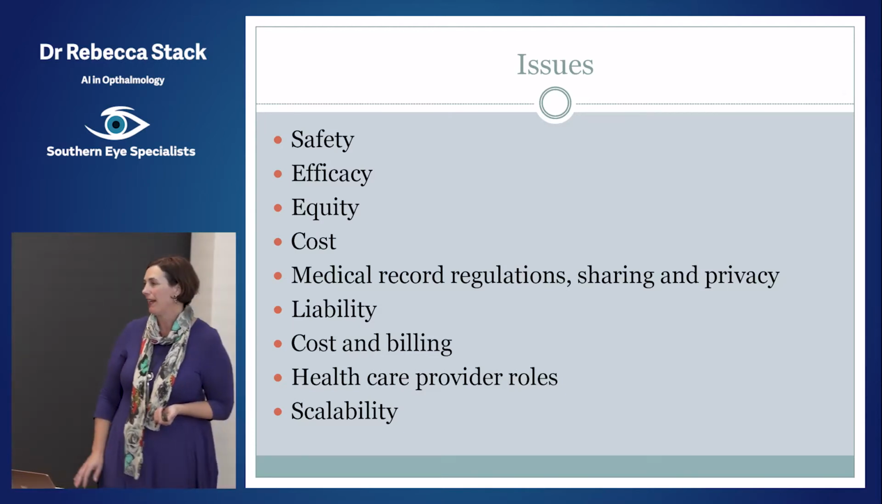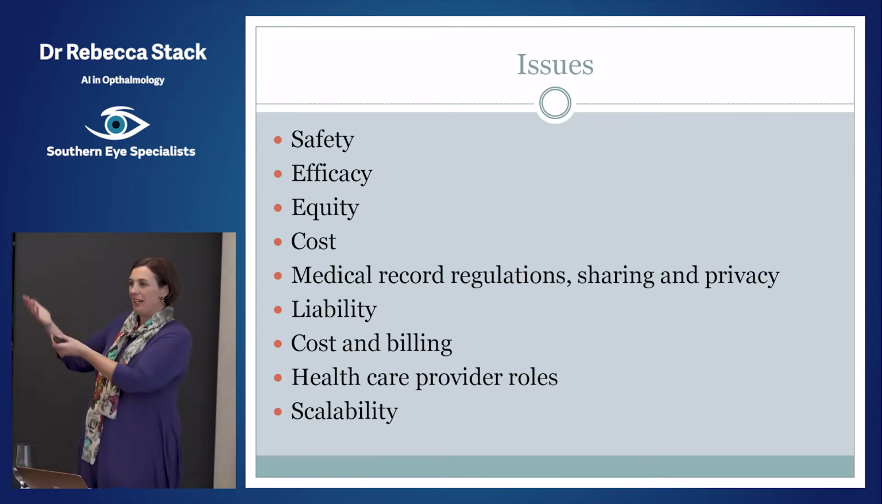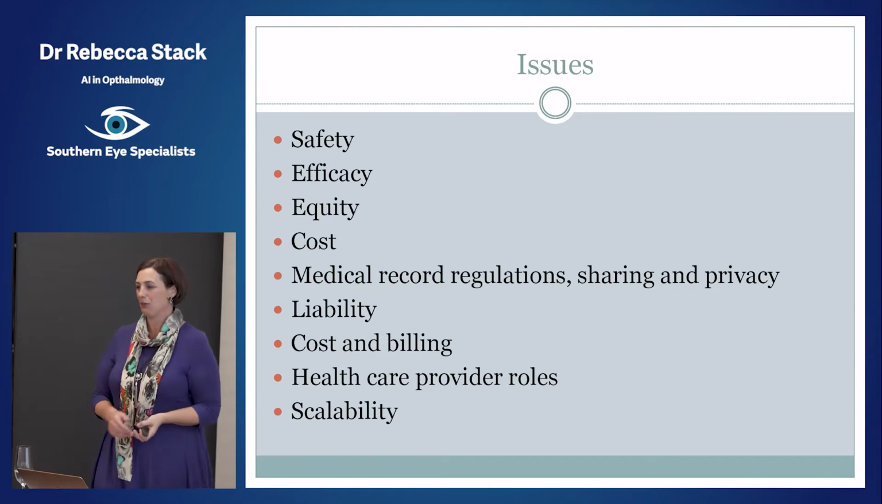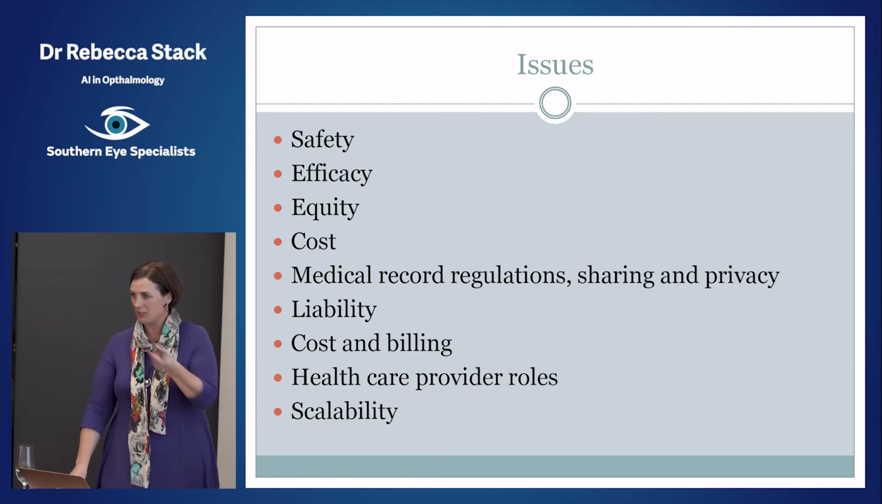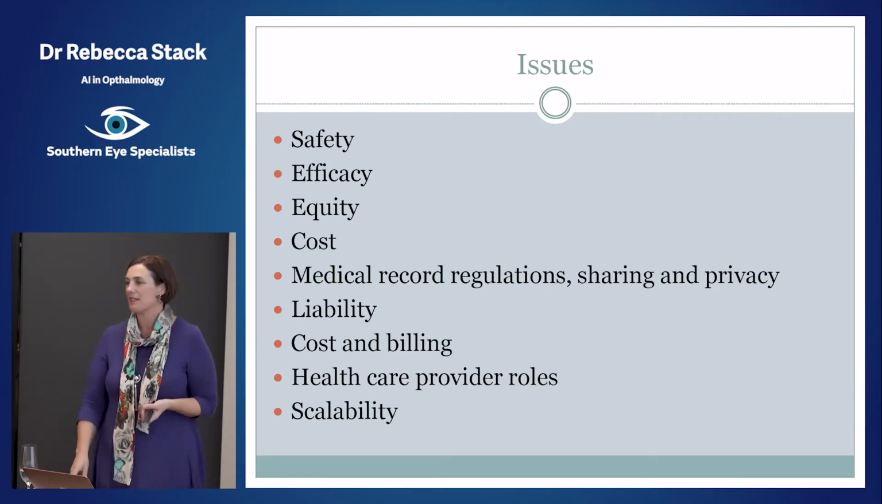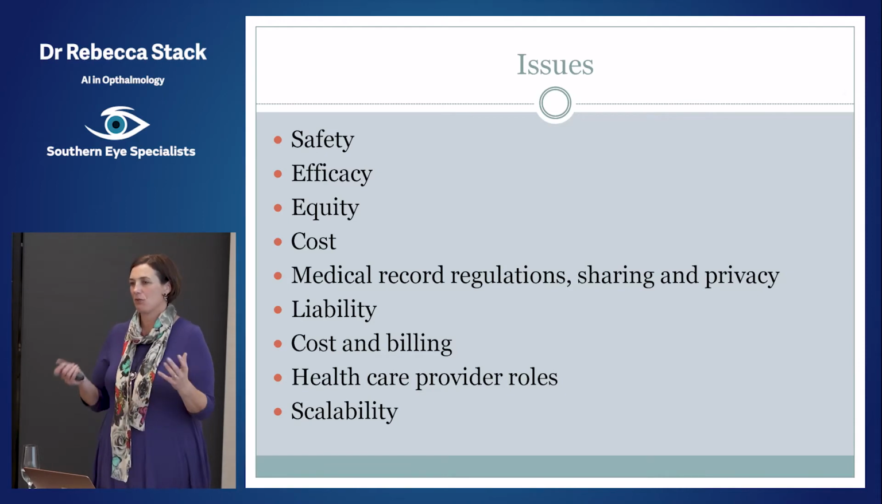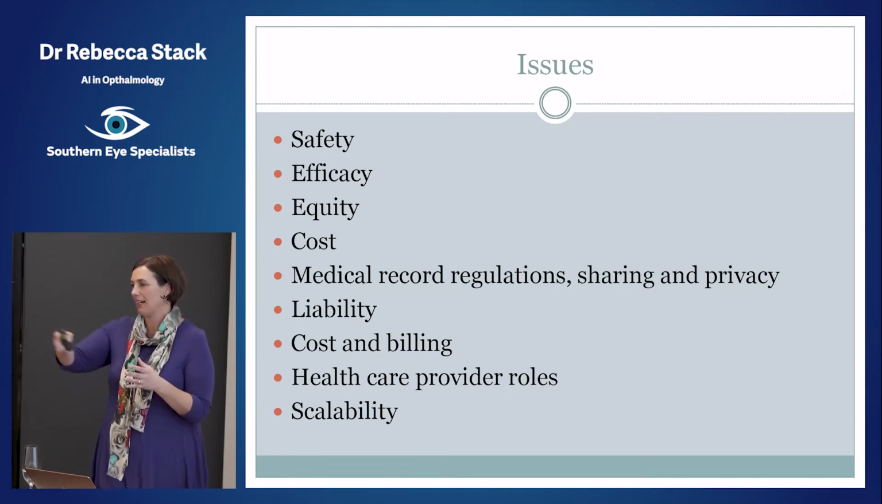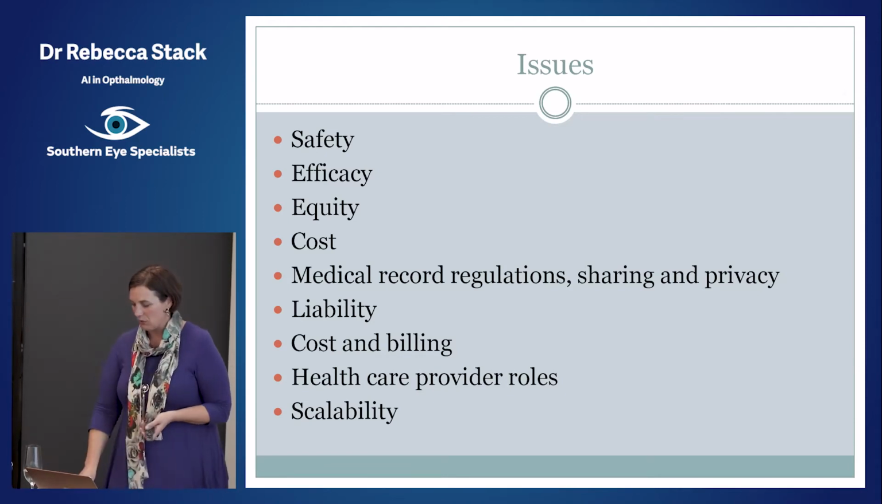What about cost and billing? How's that going to work? Can you bill for a test that comes out of a machine? If you're taking a patient's photos and spitting it into a machine, can you bill for that? And what about scalability? How is that going to work if we've really got this expensive equipment, lots of computers? Are we really going to be able to suddenly replicate that all around the country and all around the world?